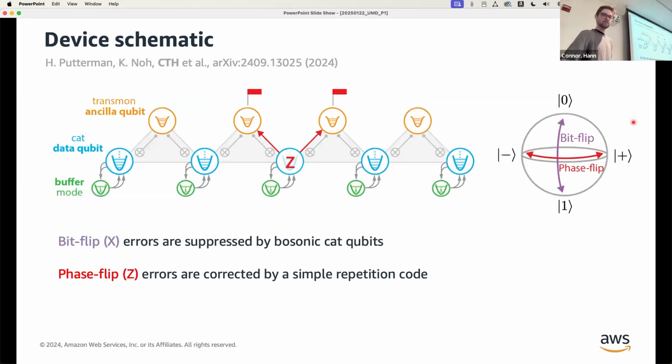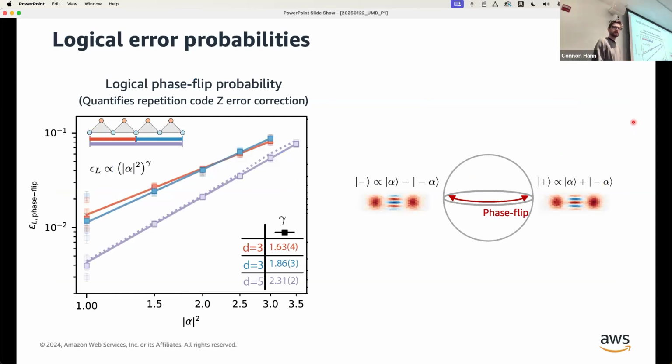So we've seen how we can correct bit flip and phase flip errors. Let's start by looking at the logical phase flip probability. So this is going to be the probability of an error after we've done this repetition code error correction. So to what extent does our repetition code actually correct these dominant phase flip errors in the cat qubits?